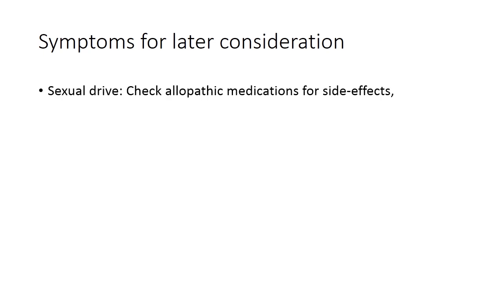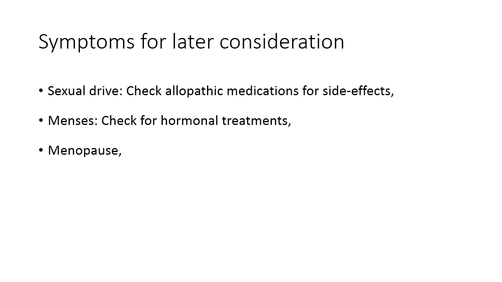Once you have taken into consideration all these symptoms, there are some symptoms which you must take for later consideration and which are of very great importance. Those symptoms, for example, are about the sexual drive. You should check allopathic medications for their side effects. There are so many allopathic medicines that people are taking which can dampen the sexual drive. Menses. For any problems that are reported, check if your patients are on some kind of hormonal treatment or contraceptives or such things. Side effects can either create or mask many symptoms in this area. Menopause is another thing you must take into consideration when you are determining a remedy.